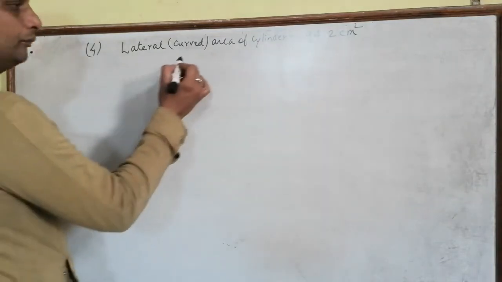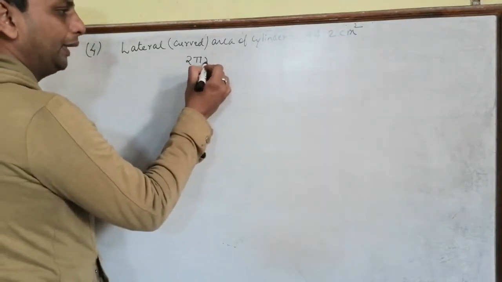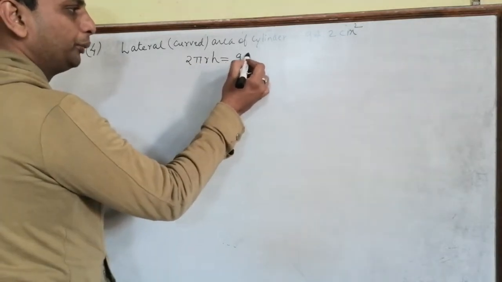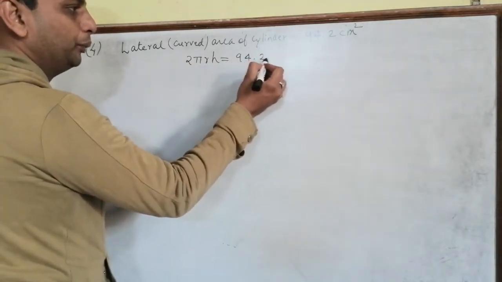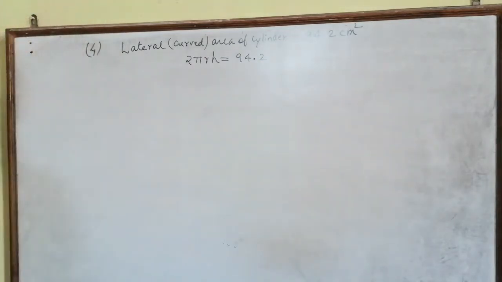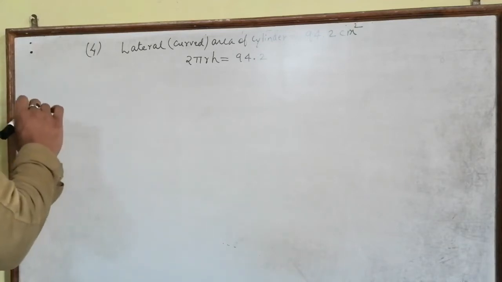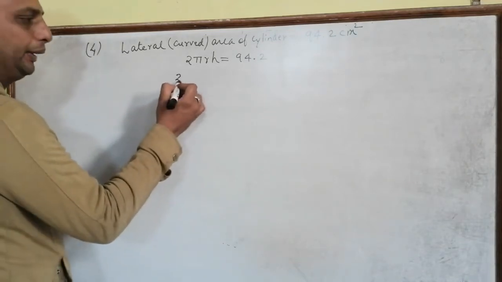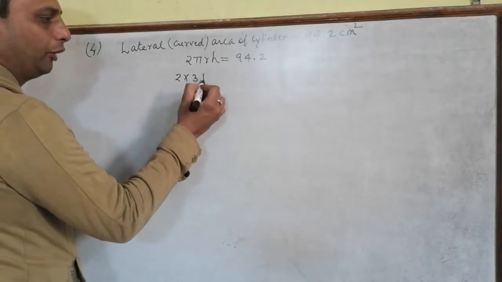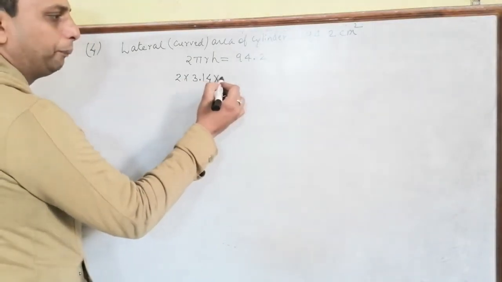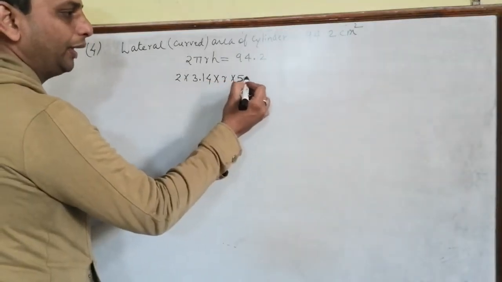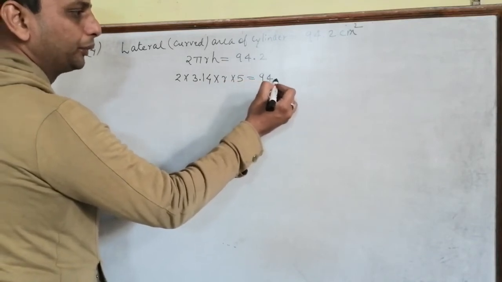So we can say that 2 pi RH will be equal to 94.2, because the curved surface area of the cylinder is 2 pi RH. Now the pi value we have to take as 3.14. So 2 into 3.14 multiply R, height is 5, equals 94.2 centimeter.